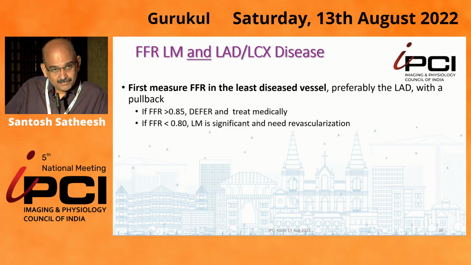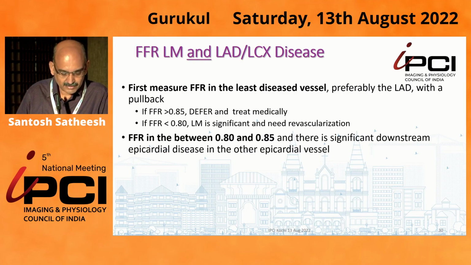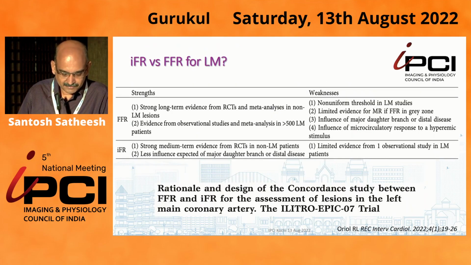So what are the steps of evaluating this? First, measure the FFR in the least diseased vessel, preferably LAD, with pullback. If FFR is more than 0.85, defer and treat medically. If FFR is less than 0.80, left main is significant and needs revascularization. If FFR is between these 2 values and there is significant downstream disease, measure the FFR in the diseased vessel, and if FFR epi is less than 0.60, then stent and repeat left main FFR. If it is between these 2, assess left main by IVUS.